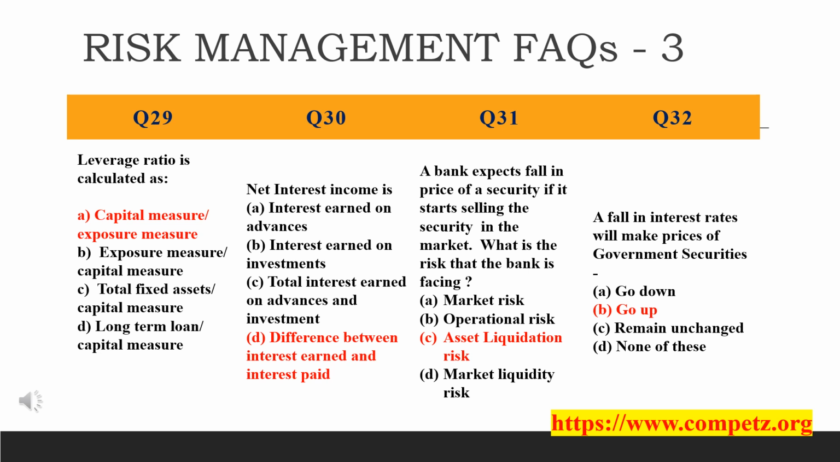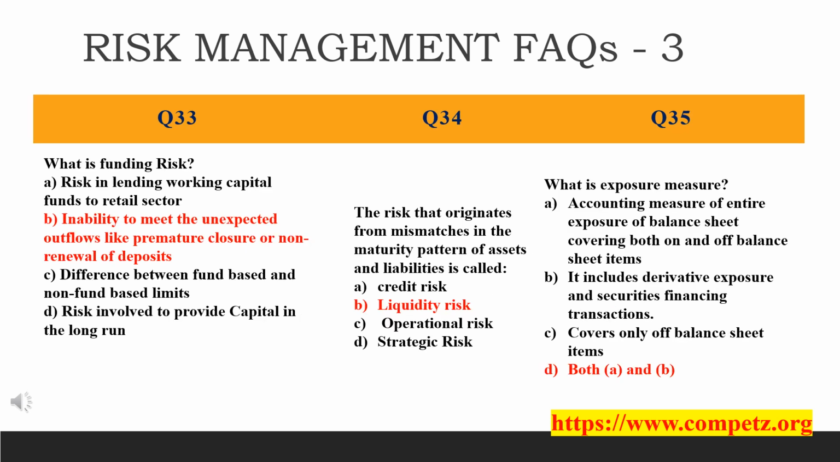We'll move to the next slide with new questions. Now look at the screen. This is our 33rd question. So, question number 33: what is funding risk? You can see the options. The name itself says what funding risk is. The answer is highlighted in red color, that is the B option.